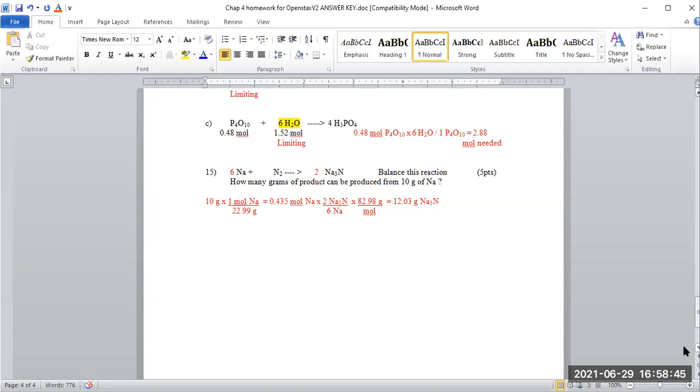Then here's where your balanced reaction comes into play. 2-to-6 ratio. I have 2 product molecules for every 6 sodium atoms. For the last step then, because it does say how many grams, I need to use a molar mass of Na3N, which is just shy of 83. And I get about 12 grams. That one, this problem, you did not need to determine which one was limiting. You just start with the information that's given.